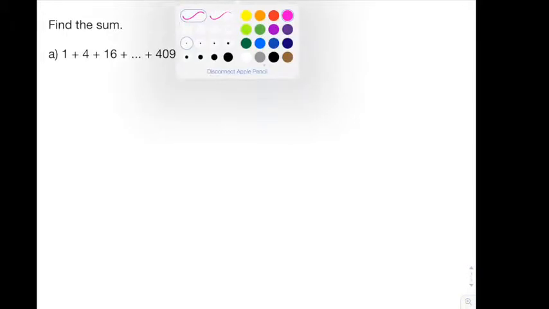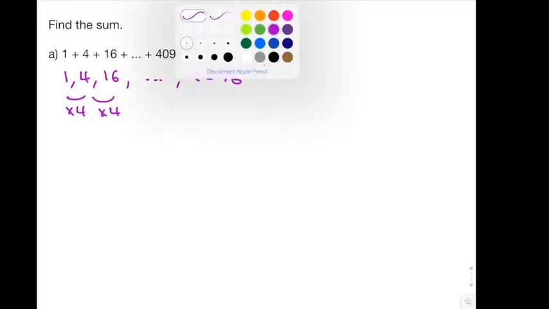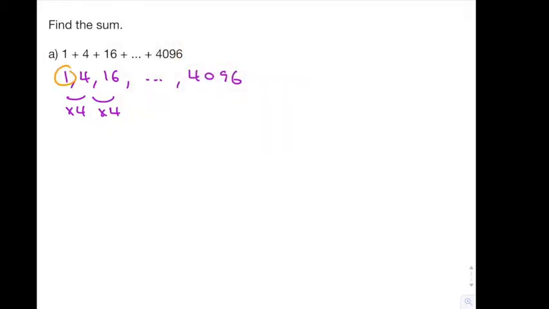Now let's look at some sums. Find the sum. So first we need to find the rule for this particular geometric sequence. So we have the terms 1, 4, 16, up to 4096. So looks like we're multiplying by 4 each time to get up to 4096. And our first term is 1. So our sequence is 1 times 4 to the n minus 1, or in other words, just 4 to the n minus 1.